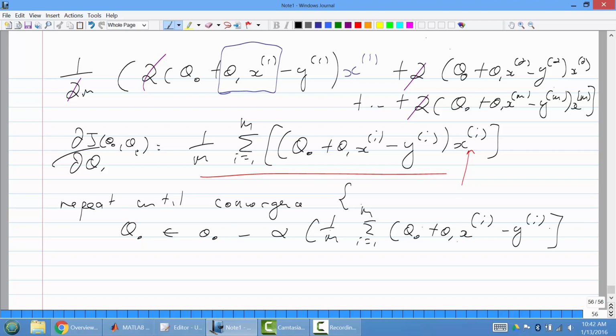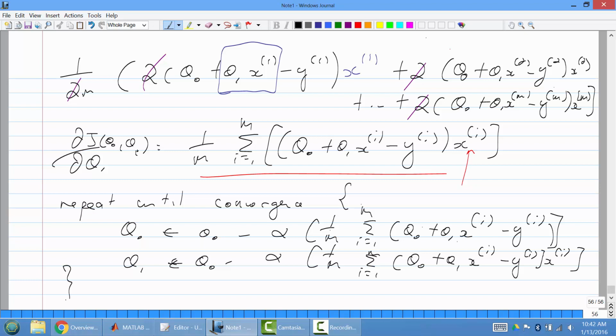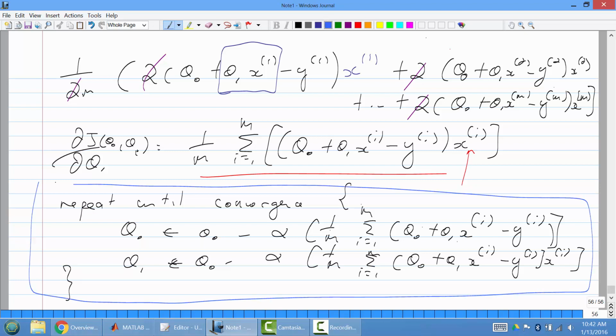Okay? Right? And then finally, you have this guy here. I'm trying to make room so I can actually show you this in code. Okay. And there is our gradient descent algorithm with linear regression for one variable.